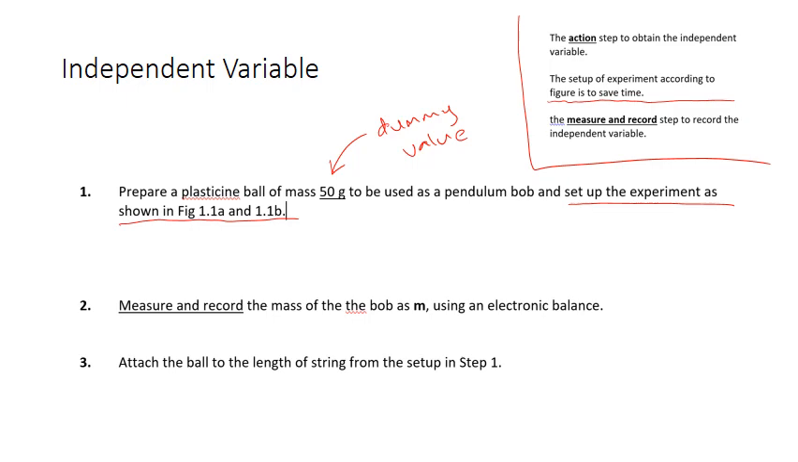Okay, so step 2 will be to actually measure and record the mass of the bob. Okay, measure and record the mass of the bob as m. So, and then you may want to talk about what you are actually using. You're using an electronic balance in this case. Okay, now, because you are actually taking the mass of the bob to be the independent variable, so definitely you're going to be changing the bob as you proceed with the experiment. And hence we have step 3. So you're going to attach this ball to the length of string from the setup that you did in step 1.